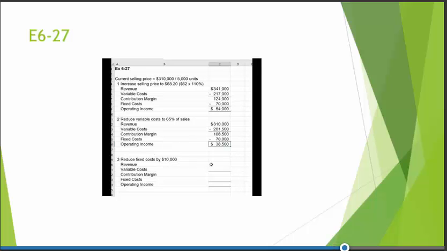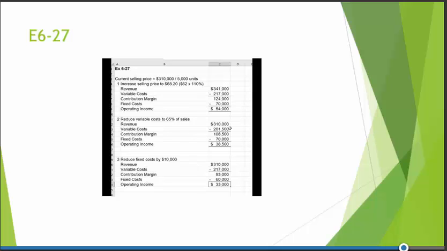The final alternative would just be to reduce our fixed costs by 10,000. So revenue would stay the same at 310. Variable costs would stay at 217. Which gives us a contribution margin of 93, but our fixed costs would now be 60,000 instead of 70,000 because we're reducing them by 10,000, which gives us a new operating income of 33,000.